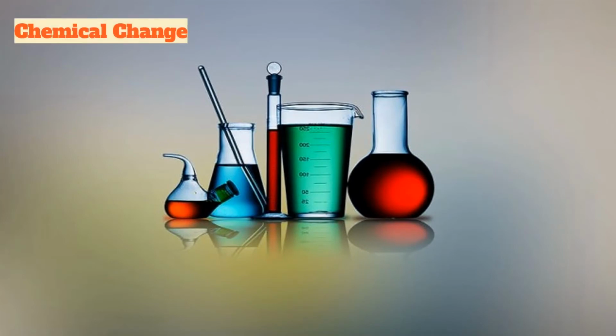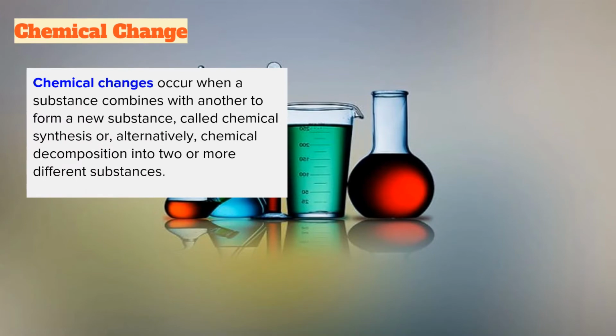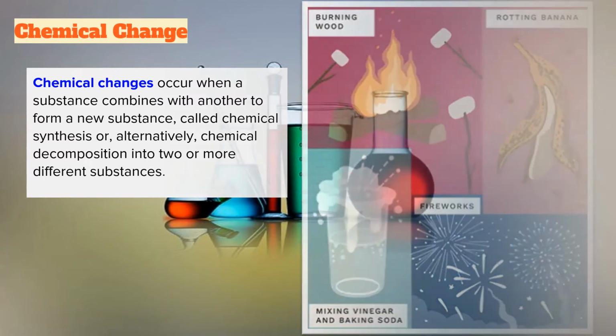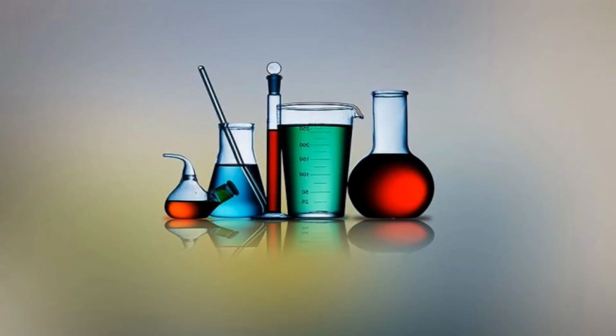So let us study about chemical change. Chemical change occurs when two or more substances combine to form a new substance, and the properties of the new substances are totally different. So let us study more about chemical change.